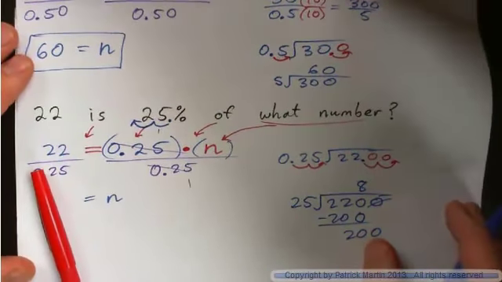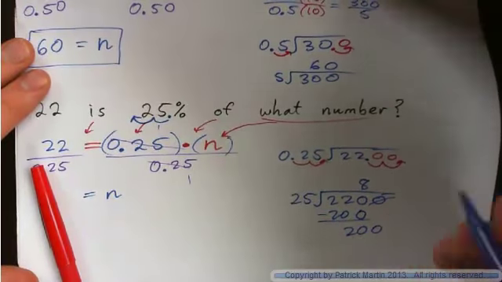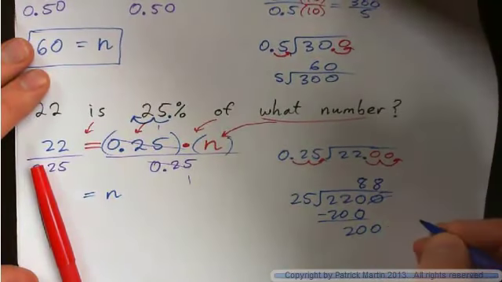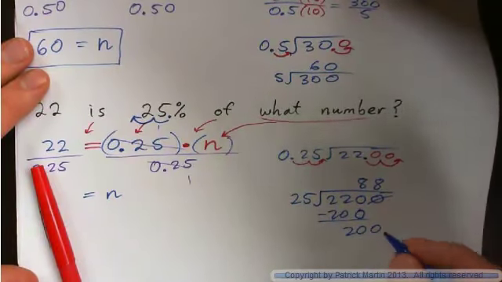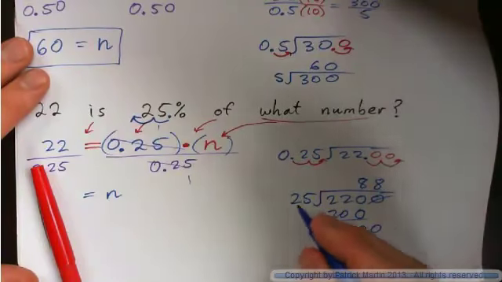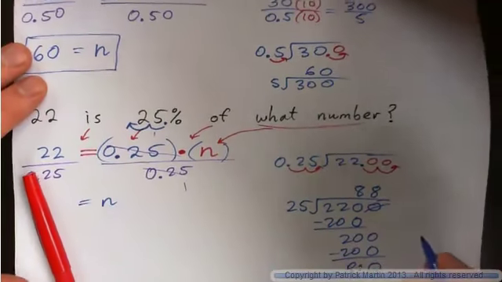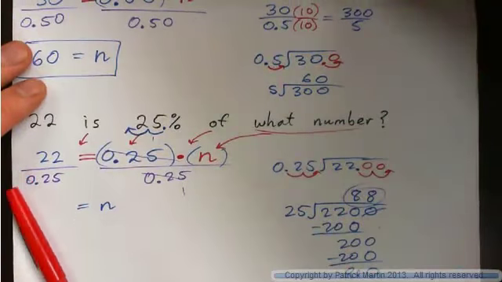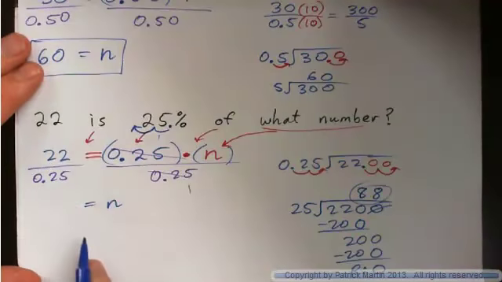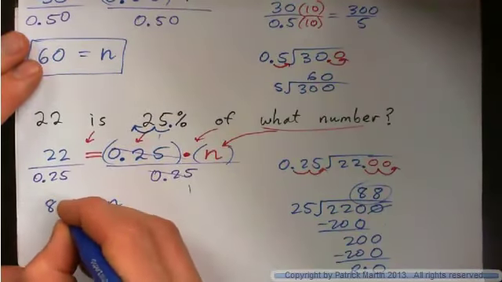And I get 20. Bring a 0 down. 25 into 200. I think that might be 8 times. What do you think? 8 times 5, 40, carry the 4. 8 times 2, 16, and 4 is 20. Subtract, and I get 0. So the remainder is 0. The answer then is just 88. So 22 over 0.25 is in fact 88.